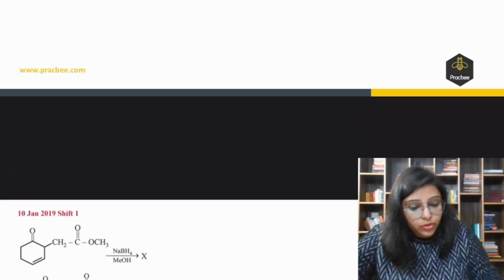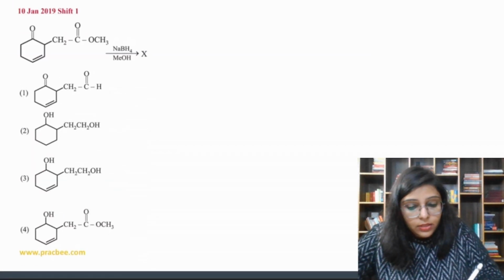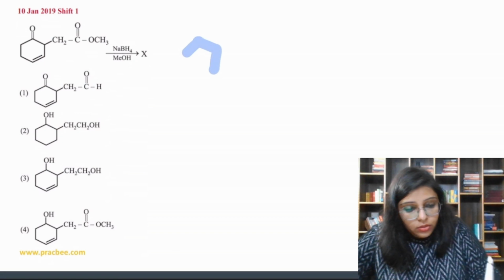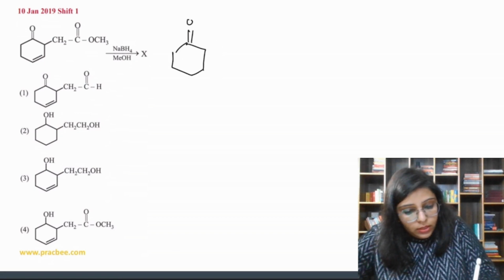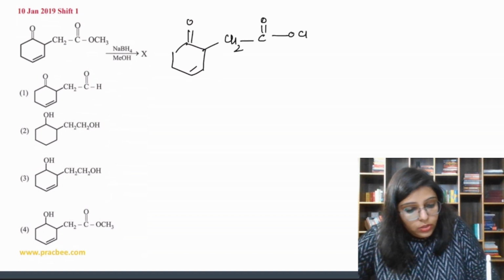Now, next question. We have this ketone, right? This is ketone, alkene, then CH2, C double bond O, OCH3.